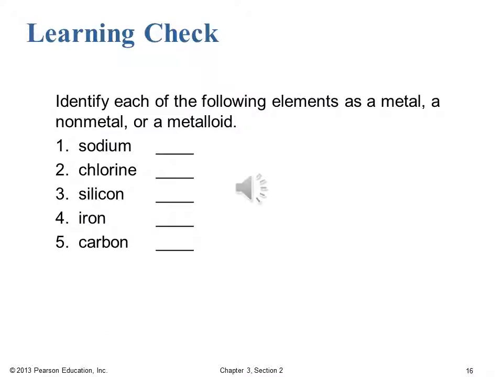Alright, let's pause again for a learning check here, and this time we're going to see how well you're doing with that idea of metal, non-metal, or metalloid. So we have 5 elements here, and you'll just identify them as either a metal, a non-metal, or a metalloid, or semi-metal as they're called. Number 1, sodium, 2, chlorine, 3, silicon, 4, iron, and 5, carbon. Go ahead and jot down whether each of those is a metal, a non-metal, or a metalloid. Pause the video if you still haven't made your determination, and when we pick back up, we'll see how you did.